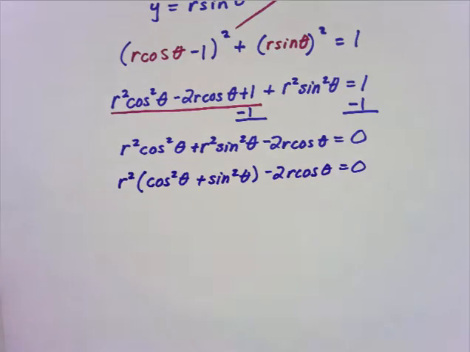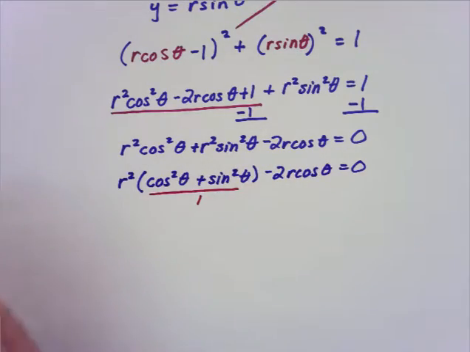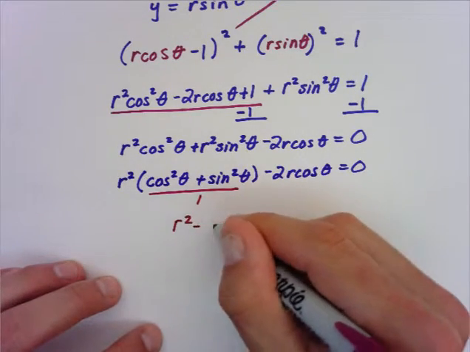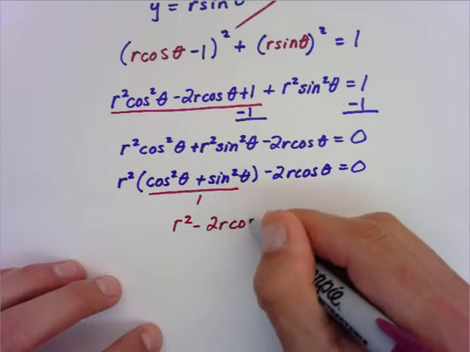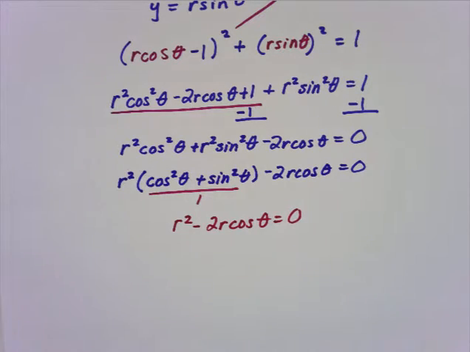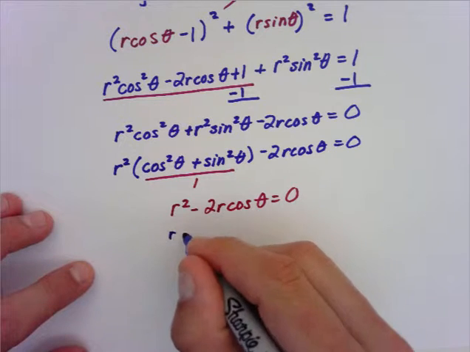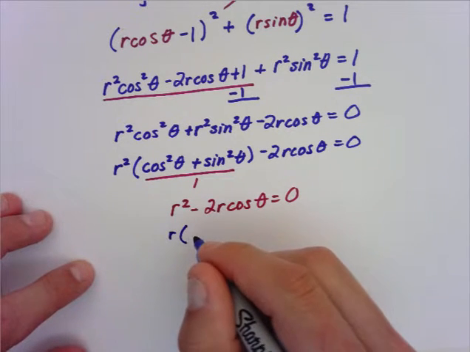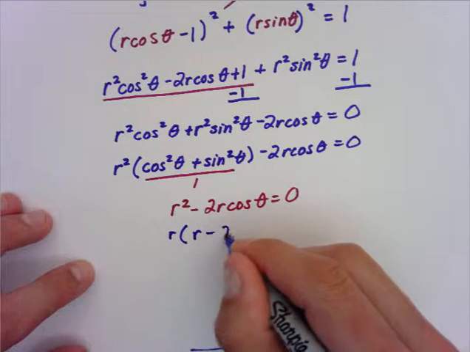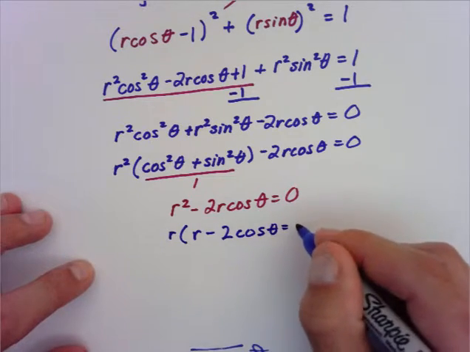And lo and behold, this is one of our properties. This whole thing is equal to 1. So now we're going to have just r squared minus 2r cosine theta equals 0. So we're on the right track. We'll keep going here, and we notice that both terms have an r. I'm going to factor out an r now, and I'm going to be left with r times the quantity r minus 2 cosine theta equals 0.